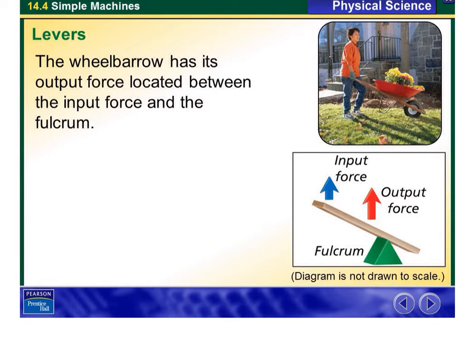Now let's take a look at a second-class lever. A wheelbarrow is an excellent example of a second-class lever. Notice that in a second-class lever, your output force is between the fulcrum and the input force. A second-class lever always has a mechanical advantage greater than 1.